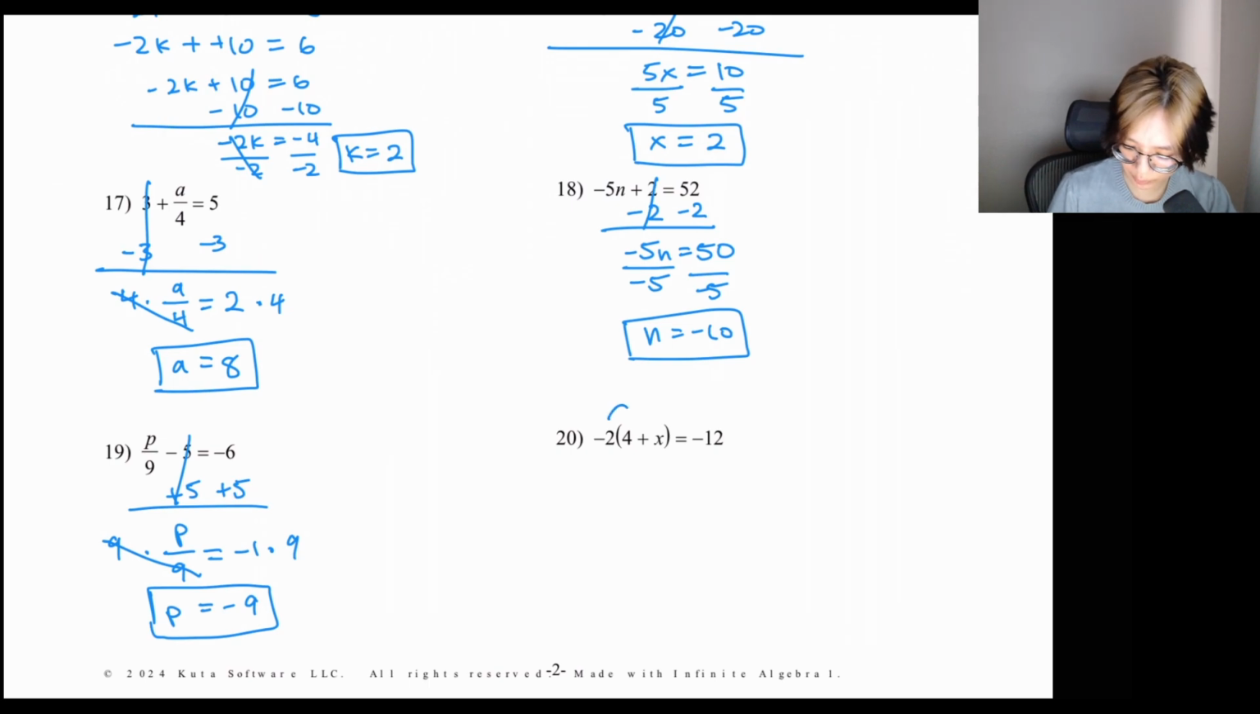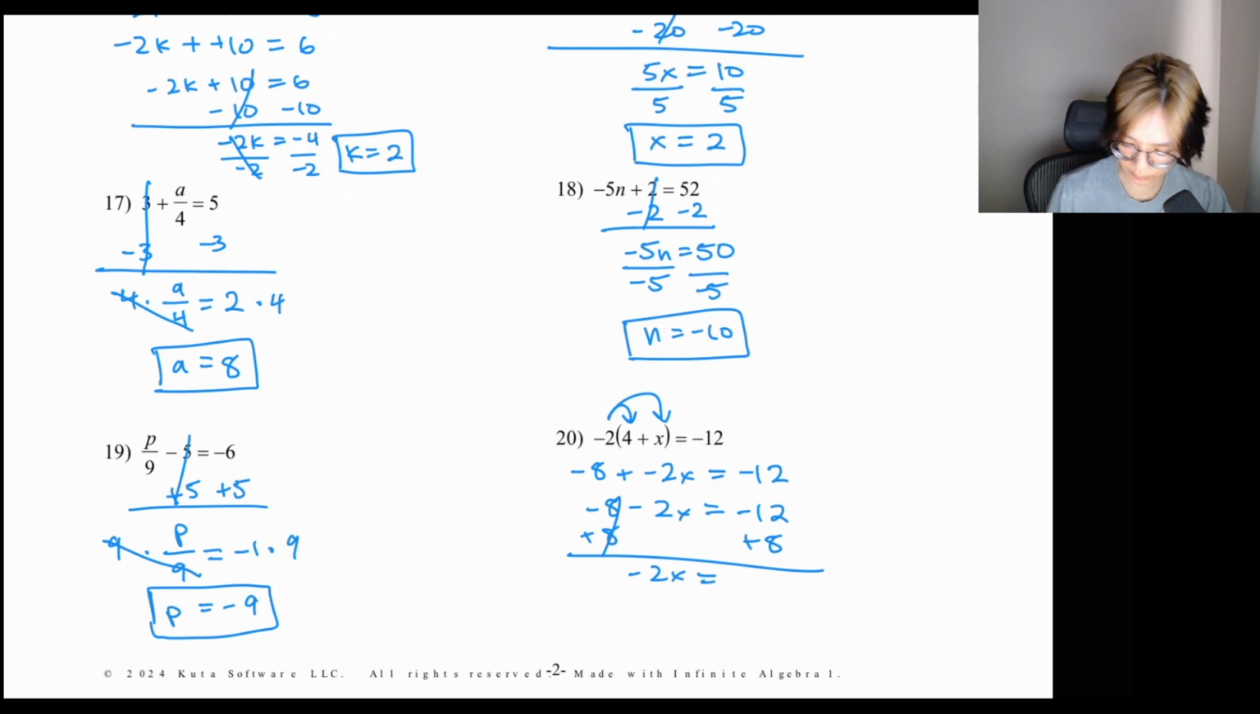Last one, distribute. -2 times 4 is -8, plus -2 times x is -2x equals 12. I can rewrite this to just be -8 minus 2x, because we are adding a negative. Add 8 to both sides to get rid of this 8. -2x equals -12 plus 8 is -4. Divide by -2, those cancel out. X equals 2.